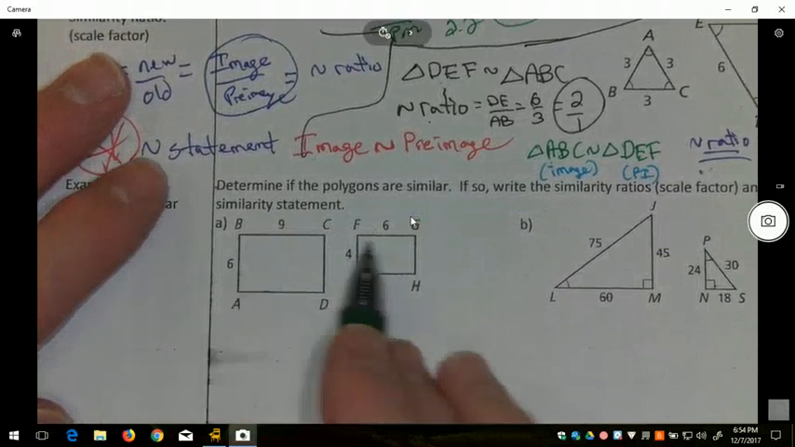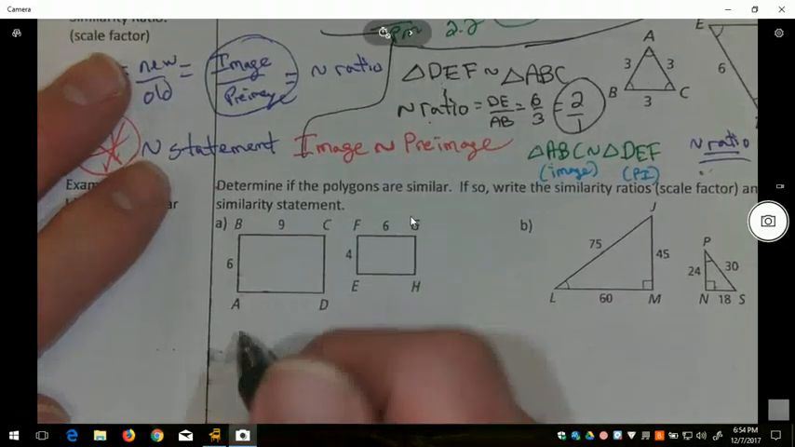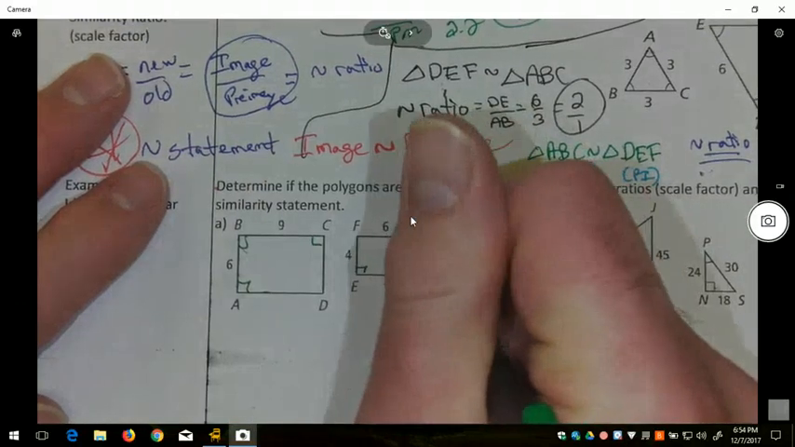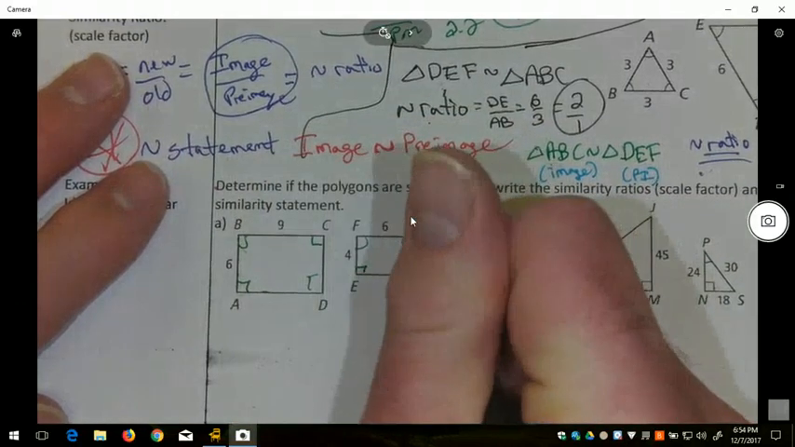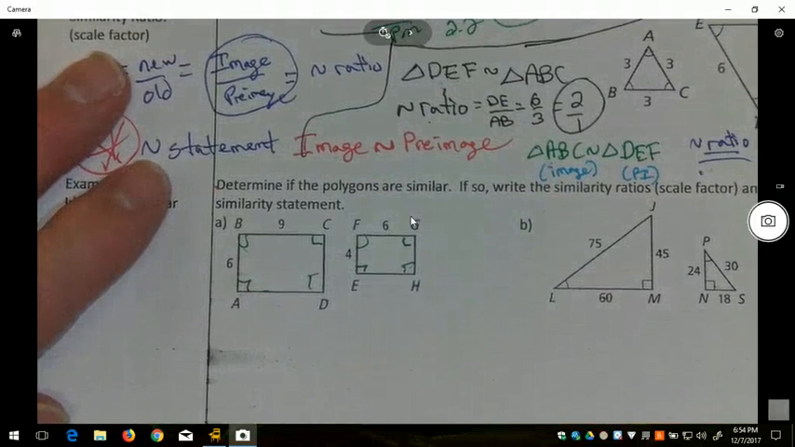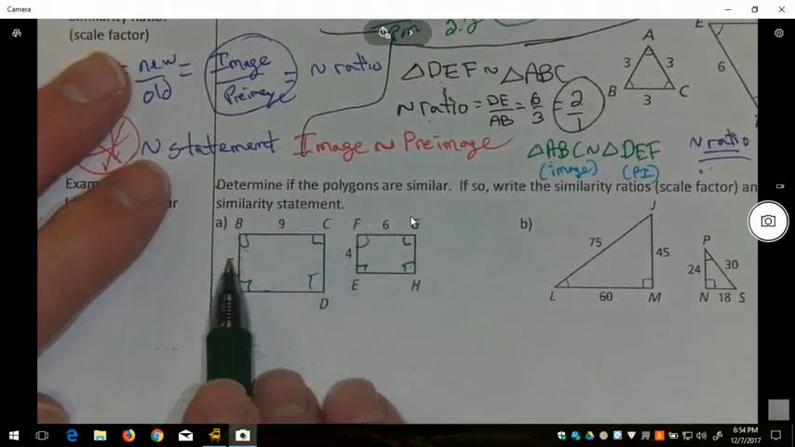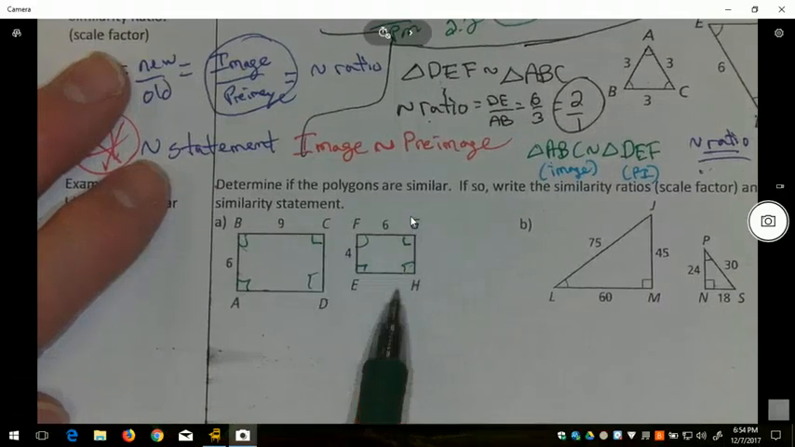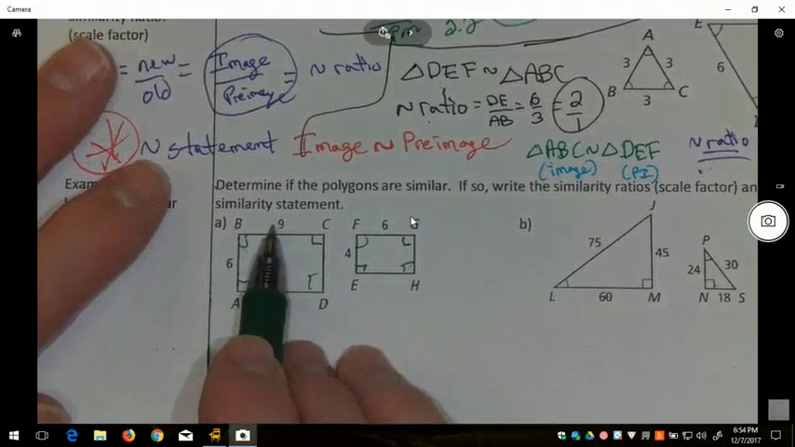I'm going to compare. These are supposed to be rectangles, so I'm going to assume, and it's not good to assume, they should have told us, because otherwise this might not be true, that all the angles match up at 90 degrees. And if this is a rectangle, then this is also 6, this is also 9, this is also 4, this is also 6.